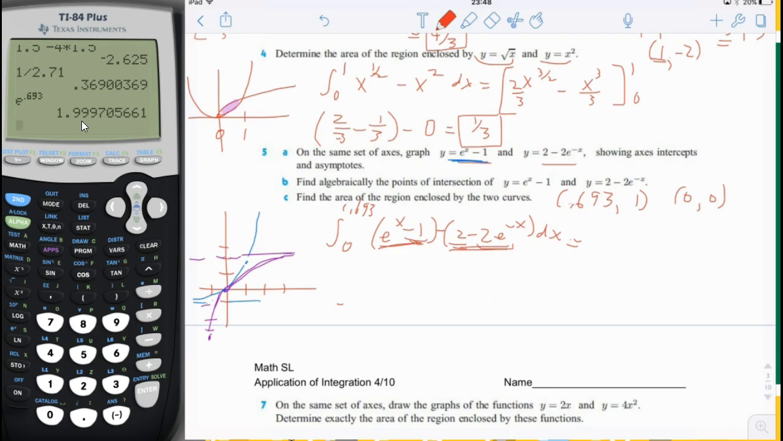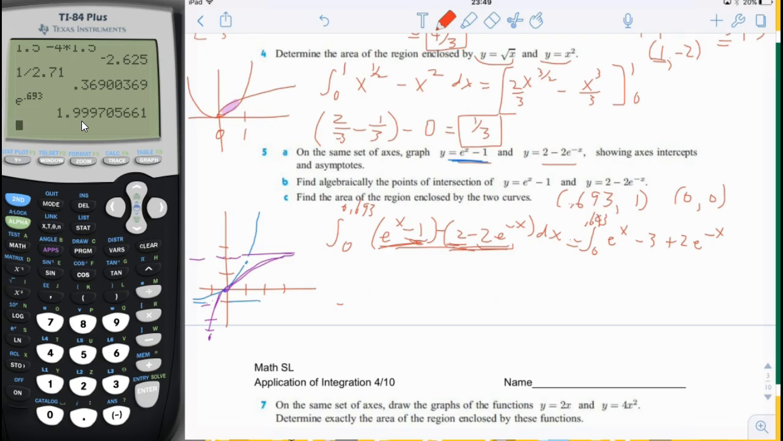So we're going to take the integral of this expression here, but to take the integral we need to simplify it first. Because look, negative 1 minus 2, those can be combined, right? So we're going to have e to the x, negative 1 minus 2, which is negative 3, and then minus a negative 2e to the negative x is just going to be plus 2e to the negative x. And we're integrating from 0 to 0.693, right?